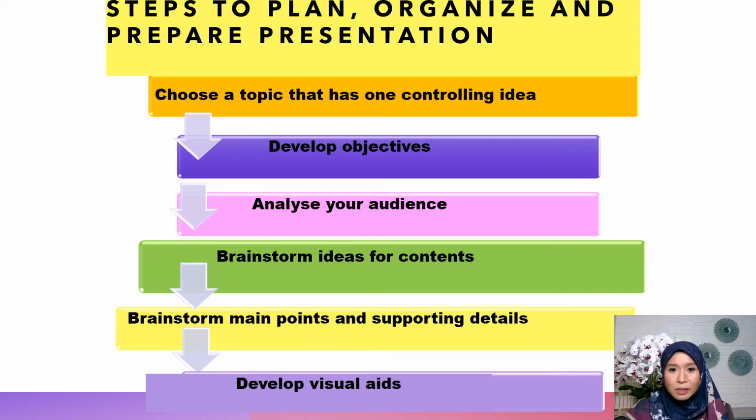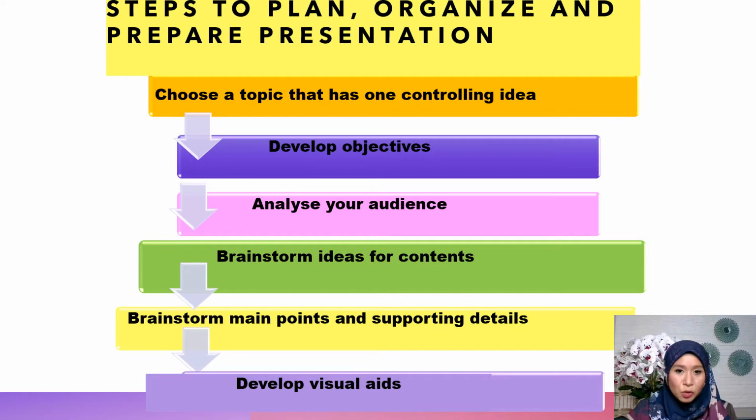Controlling idea means that your topic has only one single idea and should be audience-centered. Okay? This would be your key point that will be developed throughout the presentation. For example, your controlling idea is about cats. So your points would be related to cats and no other animal should be mentioned in the presentation.